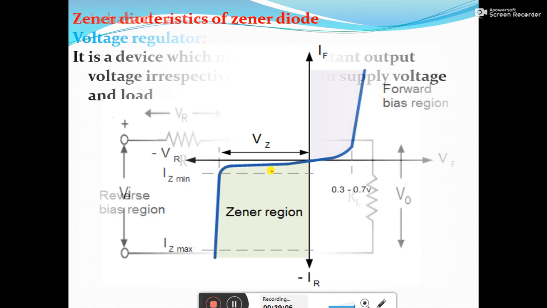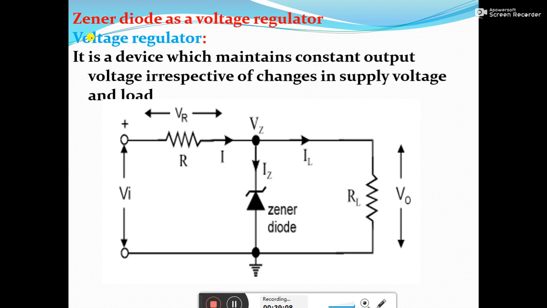Okay. Next, the last one is Zener diode as a voltage regulator. This is a very important question that will be asked for 10 marks in your examination. Here, it is a device which maintains constant output. Output should be constant irrespective of increase or decrease in the supply voltage or the load.